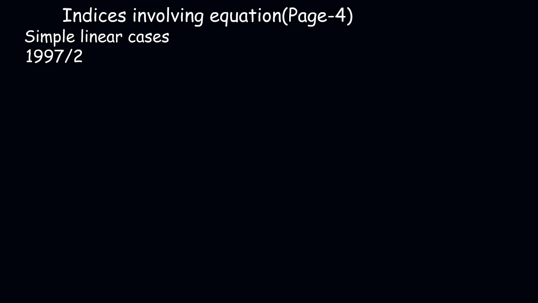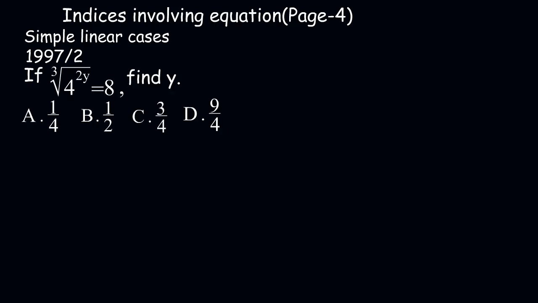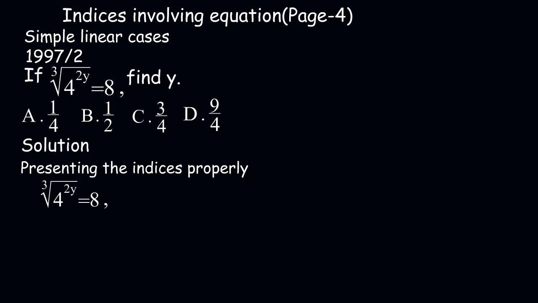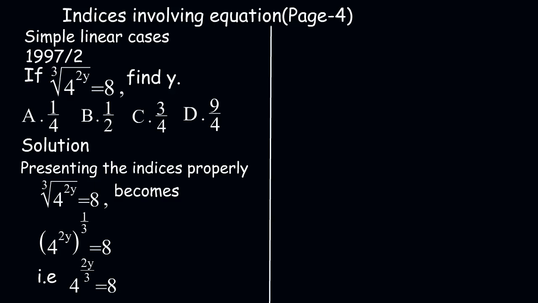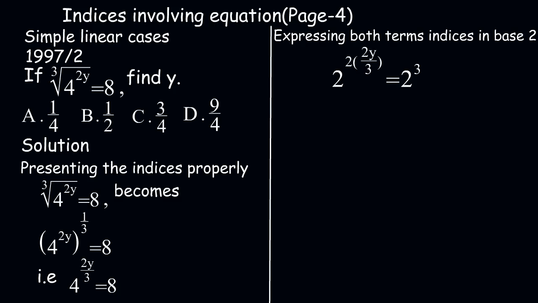It says, if the third root of 4 to the power of 2y is equals to 8, find y. Now, the first thing we do, we have to present the indices properly. So, our equation becomes 4 to the power of 2y in bracket 1 over 3 will be equals to 8. And removing the bracket, it becomes 4 raised to the power 2y over 3 will be equals to 8. Now, expressing both terms in base 2, we are left with 2 raised to the power of 2 in bracket 2y over 3 will be equals to 2 raised to the power of 3.